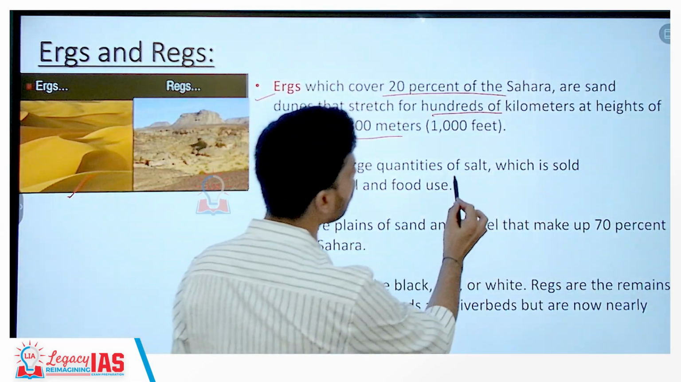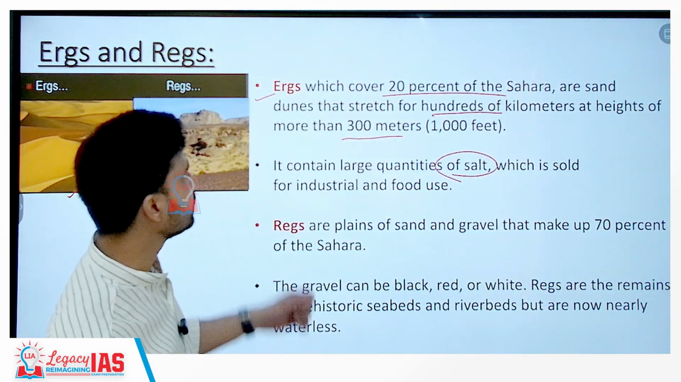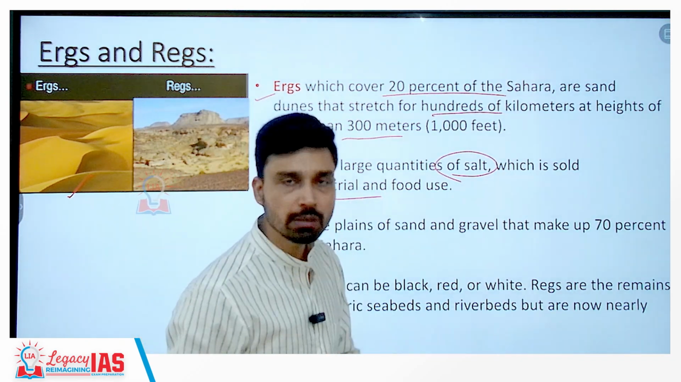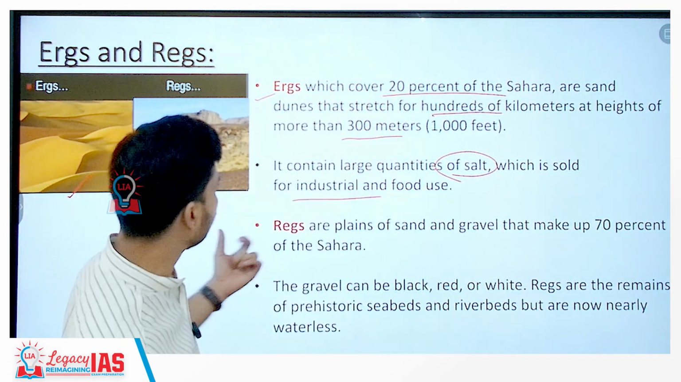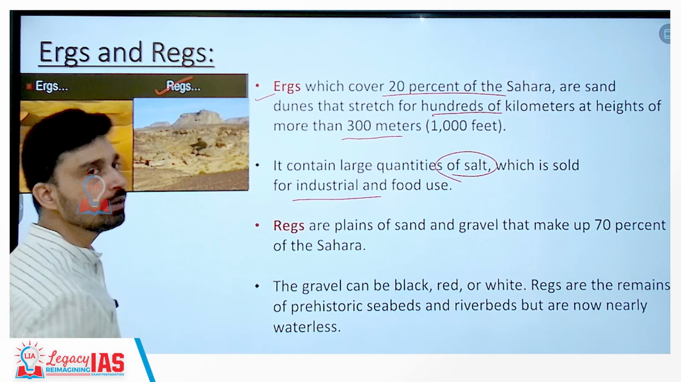Large quantities of salt also you will find in such deserts, which is used both for industrial purposes as well as for food. The second geographical feature, as we have discussed, is regs.